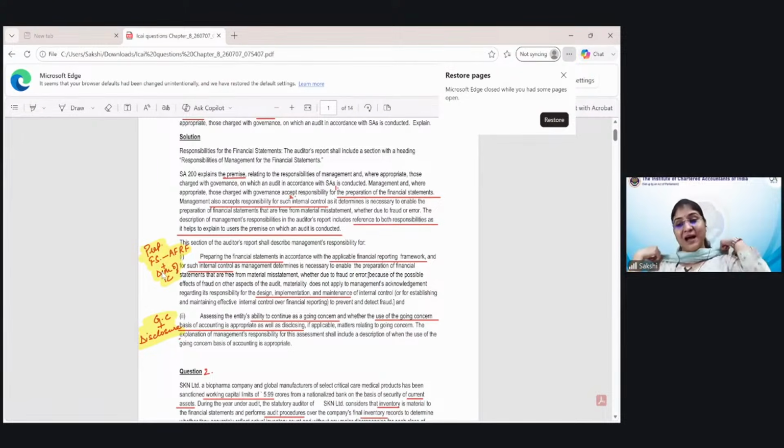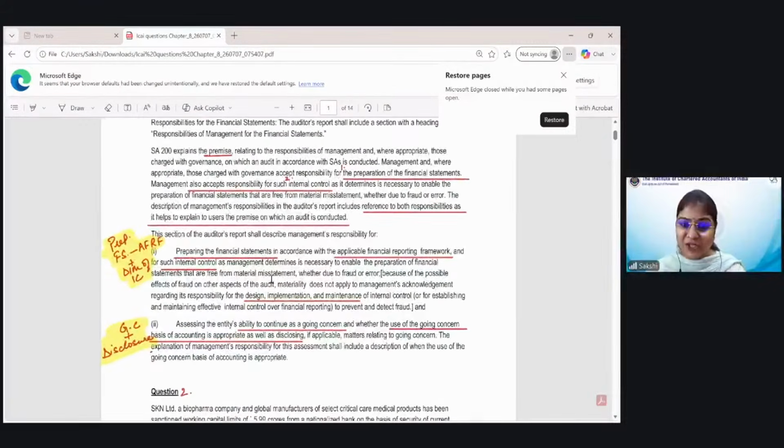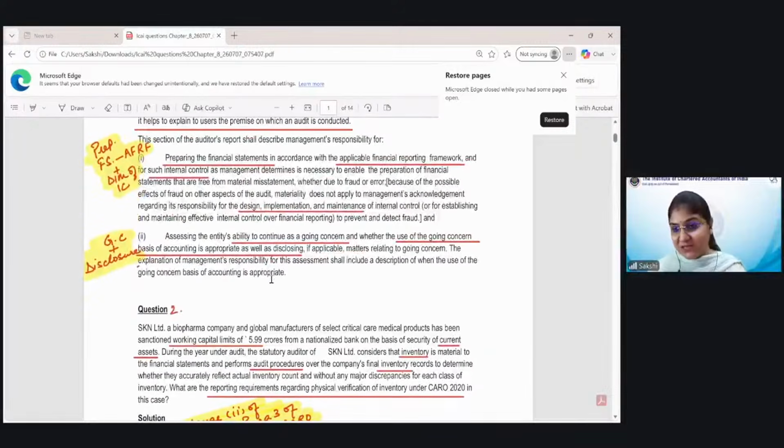Okay, so let's see how the answer is written. Preparing the financial statements in accordance with the applicable financial reporting framework and for such internal control as the management determines is necessary to enable the preparation of financial statements that are free from material misstatement, whether due to fraud or error. All right. Then it says, and also management's acknowledgement regarding the responsibility of DIM, that is design, implementation and maintenance of internal control to prevent and detect fraud. All right.